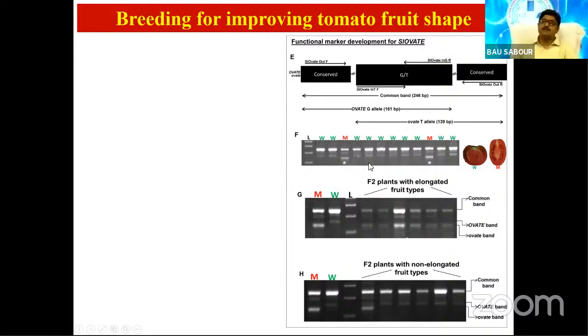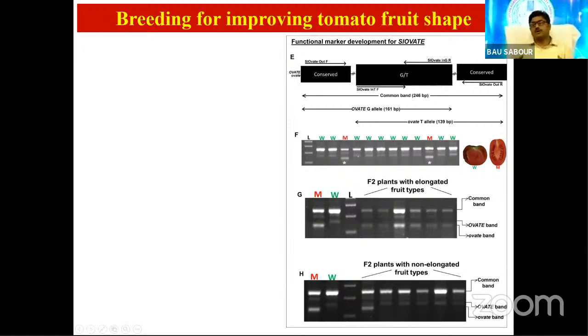And here is our result. You can see in all the wild types and mutants, you get a 246 base pair common band. In case of the wild type alleles, you get a 161 base pair band. Wherever there is a mutation present, you get a 139 base pair band. So these two are our mutant lines, as I have mentioned. One of them is IHR 2614, and the second one is Punjab Chuhara, a very famous variety that is taken for processing quality tomatoes. And we used these markers in our F2 population of around 200 plants.